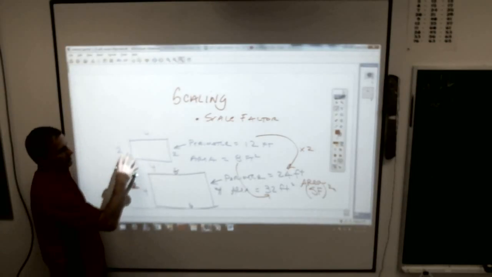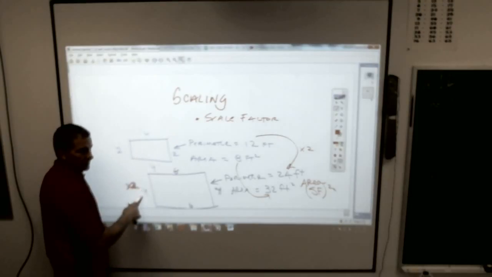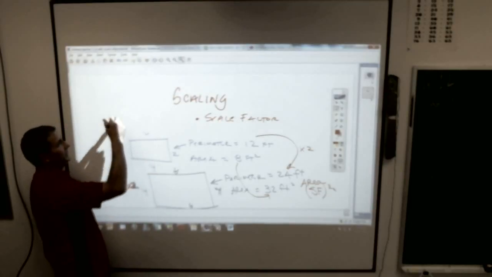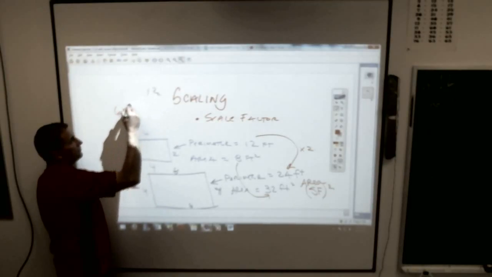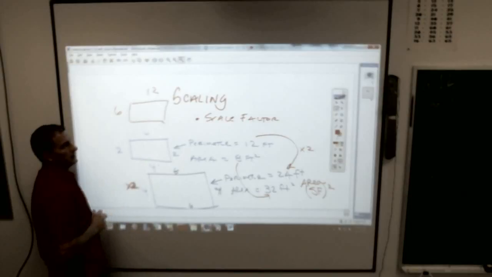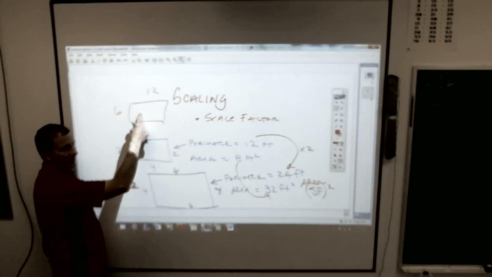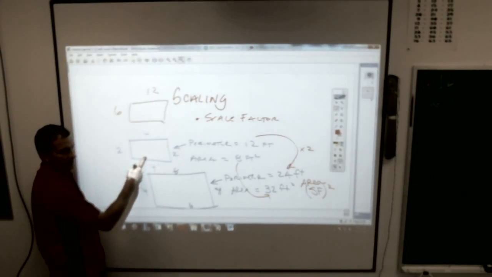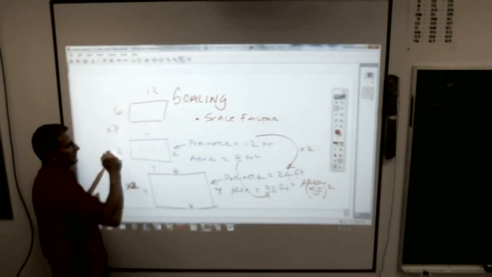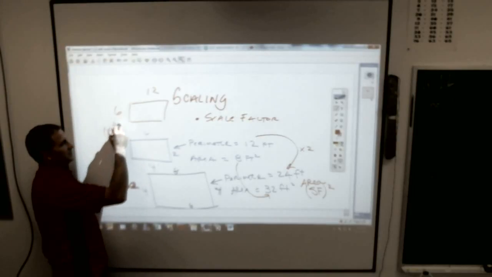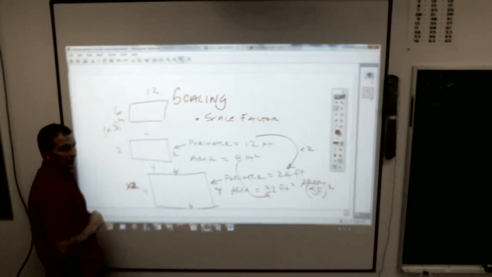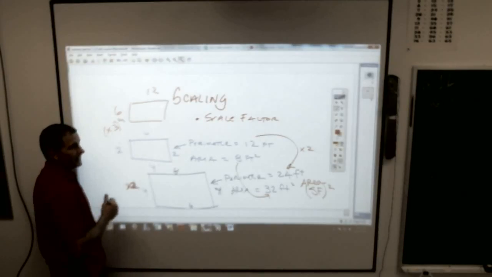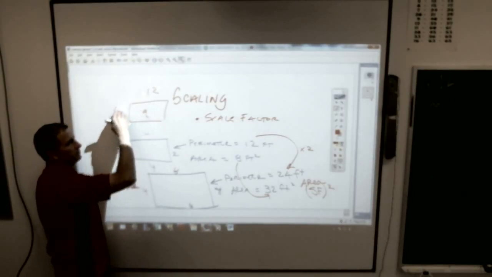Okay? If by some chance I would have tripled all the dimensions, if I tripled this and made it a 6 by 12 rectangle, I won't draw it to scale, how many times bigger will this rectangle be than the one I started with? My scale factor is times 3. What is times 3 squared? The new one is going to be 9 times bigger. It's because I tripled both of them.